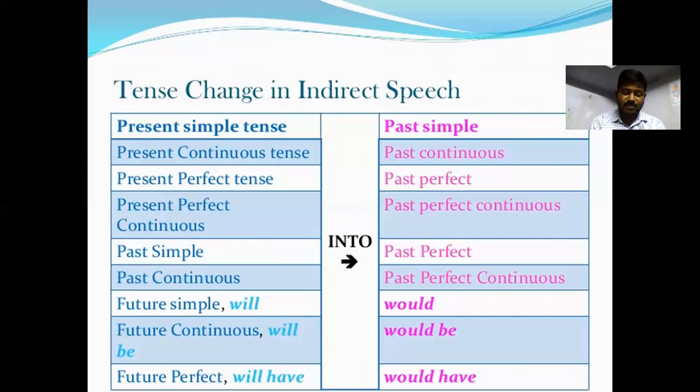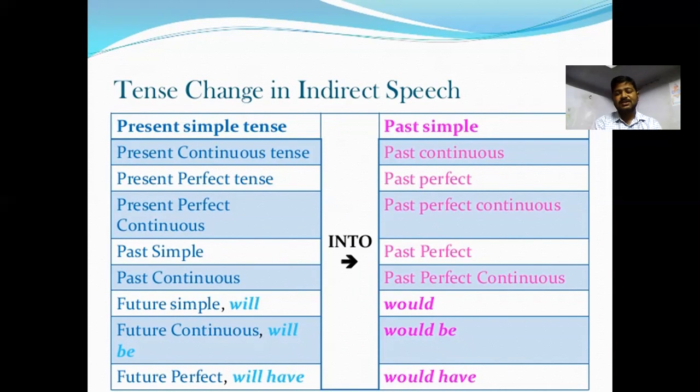And simple future will be denoted with would, taking the auxiliary verb would. Future continuous will be denoted with would be. Future perfect tense will be denoted with would have. So try to understand that simple future and future continuous tense are translated into indirect speech. And the present forms, all four, can be translated into past.